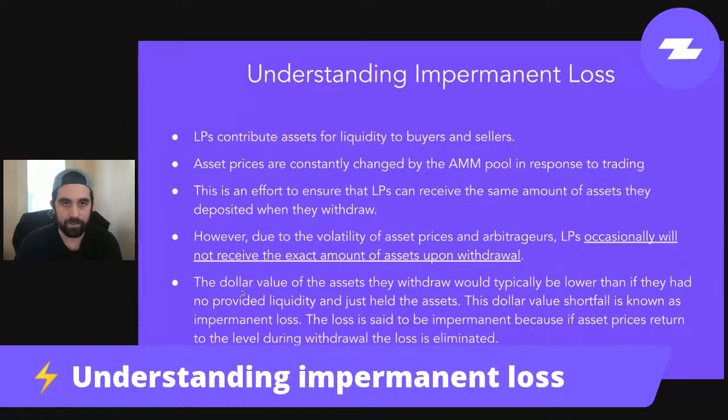And I love the definition. I don't know who wrote this at Yearn, but it says the dollar value of the assets they withdraw would typically be lower than if they had not provided liquidity and just held the assets. This dollar value shortfall is known as impermanent loss. The loss is said to be impermanent because if asset prices were to return to the same level or same place during the withdrawal, the loss is eliminated.